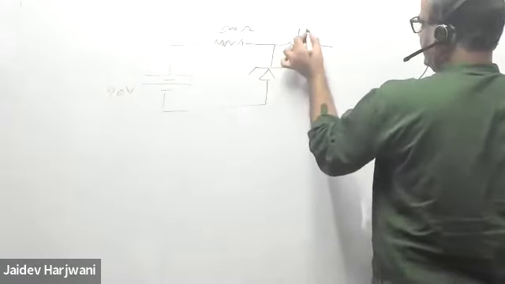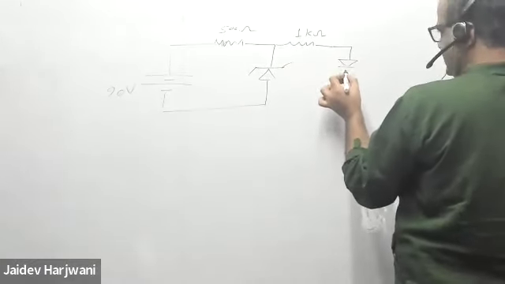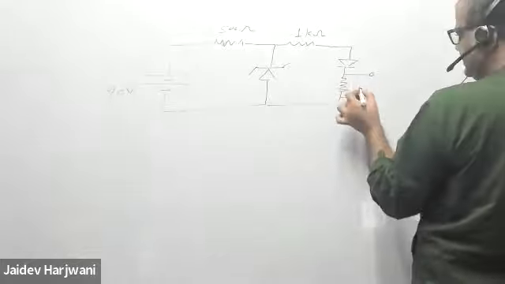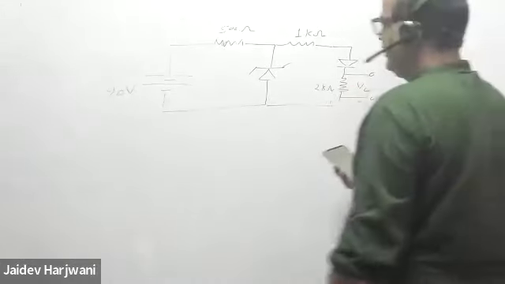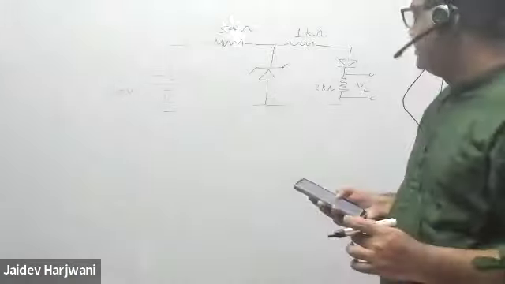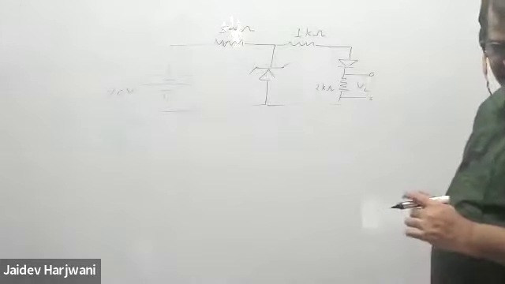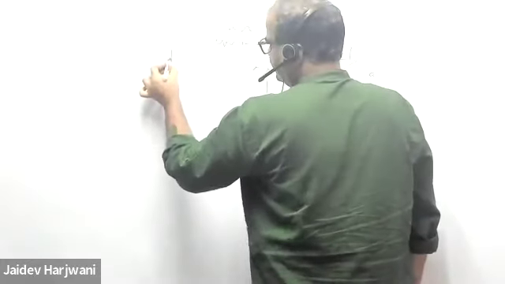So this is 1 kilo ohm, and then you have a normal diode, and then you have, say, a 2 kilo ohm resistor. Okay. Now the question says, for the circuit shown in the figure, the voltage drop VL across the 2 kilo ohm resistor is. So what is the voltage drop across this 2 kilo ohm that we have to find out?